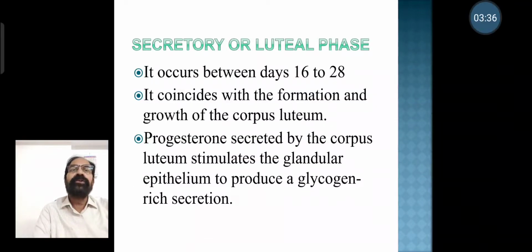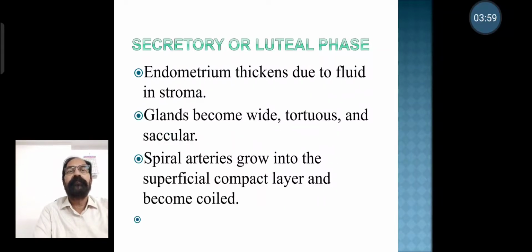Then we go to secretory or luteal phase. It occurs between days 16 to 28. It coincides with the formation and growth of corpus luteum. Progesterone secreted by corpus luteum stimulates the glandular epithelium to produce a glycogen-rich secretion. Endometrium thickens due to fluid in the stroma. Glands become wide, tortuous, saccular. Spiral arteries grow into the superficial compact layer and become coiled.